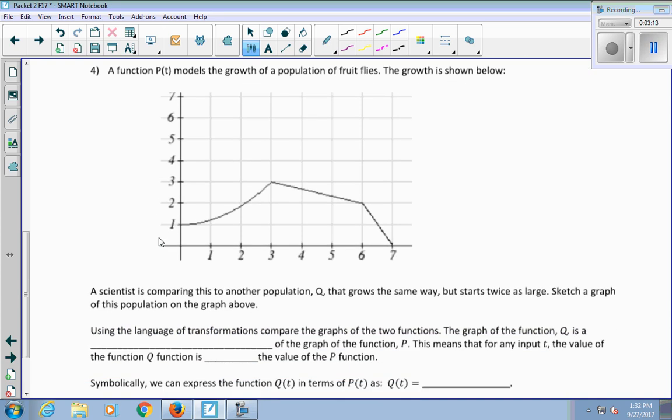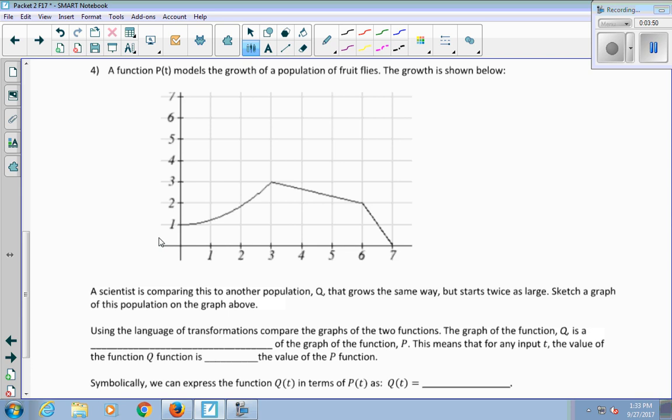All right, so here's an example of transformation in a real life situation. We have a function p of t that models the growth of a population of fruit flies, and the growth is shown in this graph. A scientist is comparing this to another population, q, that grows the same way, at the same speeds, but starts twice as large. We're going to sketch a graph of this population on the graph above. The population of q is always going to be twice that of p. If it starts twice as big and grows exactly the same way, it's always going to be twice as big.